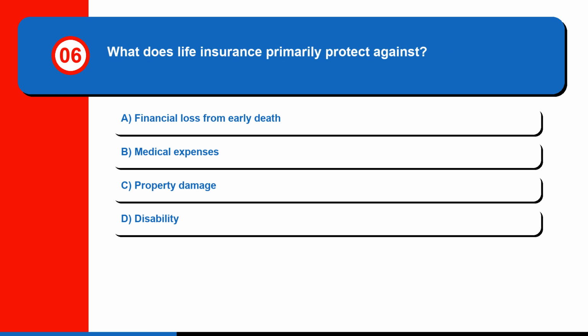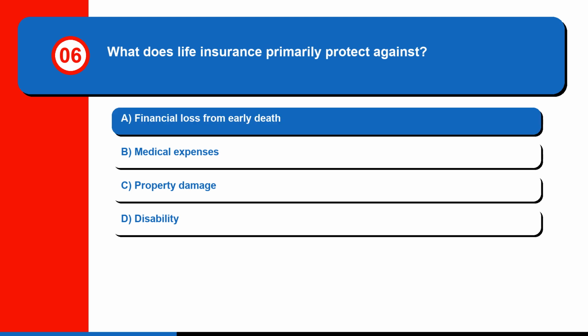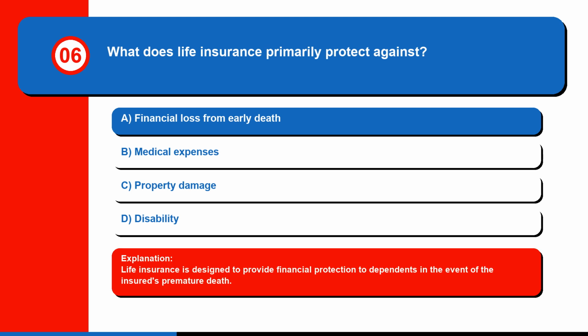Question 6. What does life insurance primarily protect against? A. Financial loss from early death, B. Medical expenses, C. Property damage, or D. Disability. The correct answer is A. Financial loss from early death. Life insurance is designed to provide financial protection to dependents in the event of the insured's premature death.